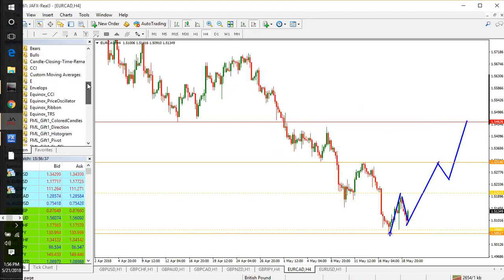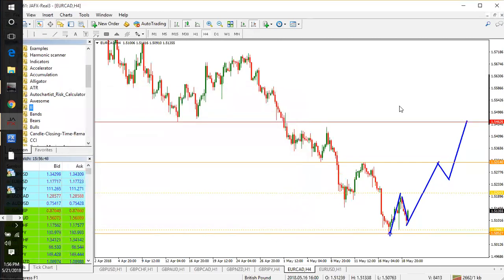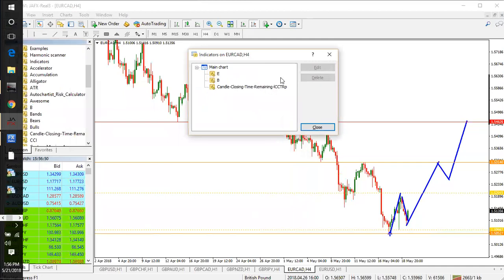And which indicator controls that? It should be B. Okay, the B indicator. This one right here. You just drag and drop. You can see everything's already fully automated. You drag and drop on your chart. Now let me delete it and start afresh. I added it before.